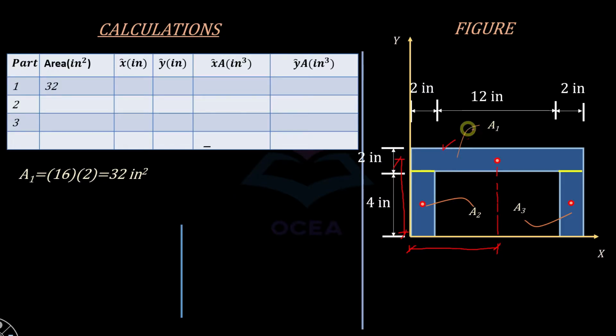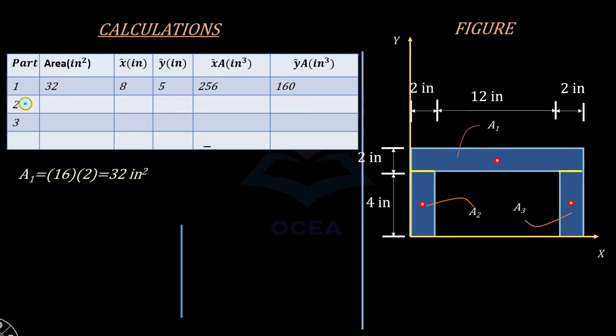So x1 obviously is going to be equal to half of this total distance. So 12 plus 2 plus 2 is 16. 16 divided by 2 would give me 8. And for y, we can see over here this is going to be equal to 4 plus 1. So 4 plus 1 is equal to 5. So this value over here is the product of x into a. So x multiplied by a, 8 multiplied by 32, is equal to 256, and y into a is equal to 5 multiplied by 32, which gives us 160.